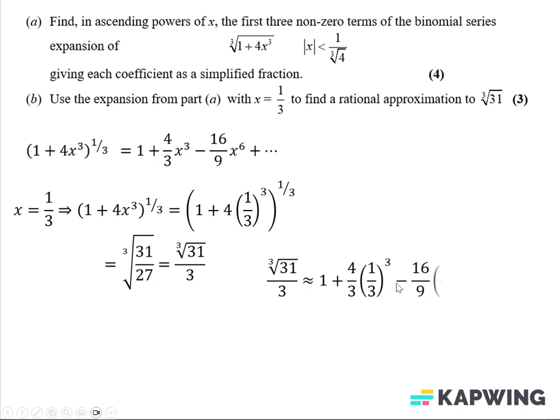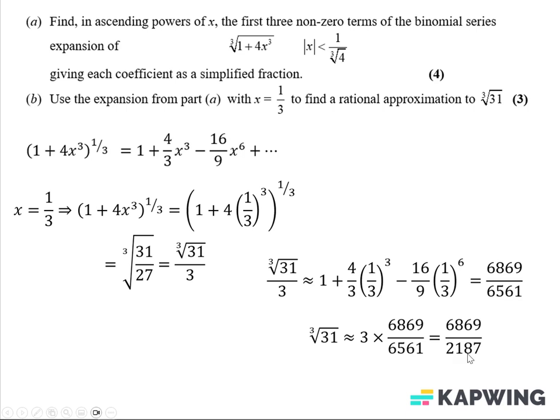And when I put the third in, I get 4 lots of a third cubed, and minus 16 over 9, a third to the power of 6. Stick it in the calculator, you get 6869 over 6561. But we want the cube root of 31, so I need to multiply that by 3, and I get 6869 over 2187.